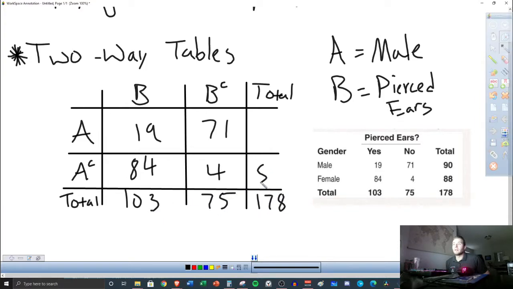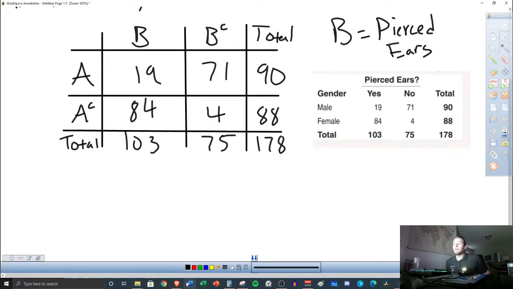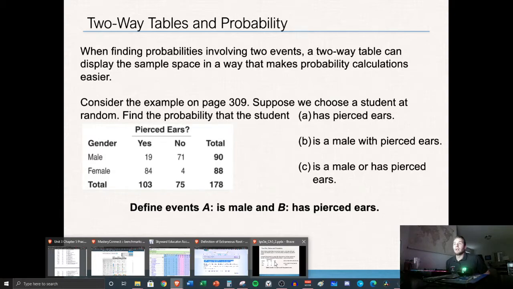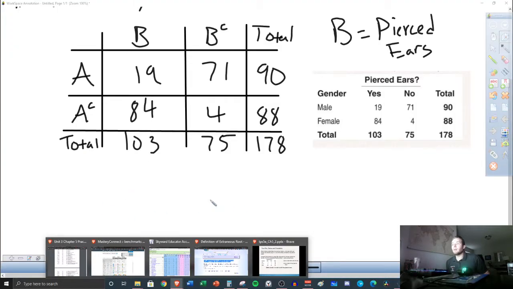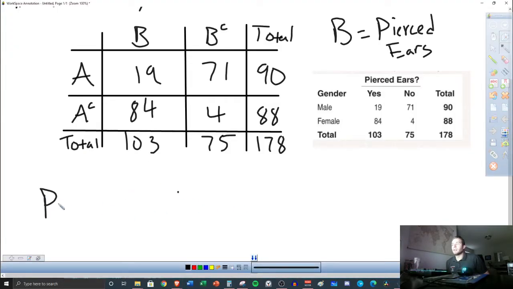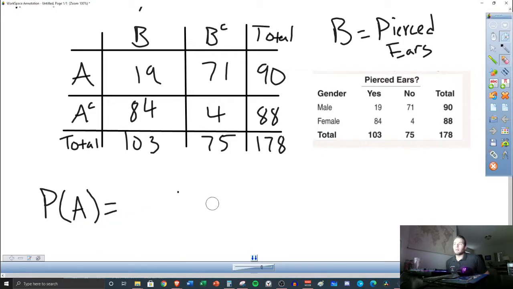We know how these should look. And so we have our very first question, which is the probability that they have pierced ears. So this is how we write this: probability of A. I'm going to go ahead and pause this. I want you to try to get your answer, okay? Go ahead and try to answer that.